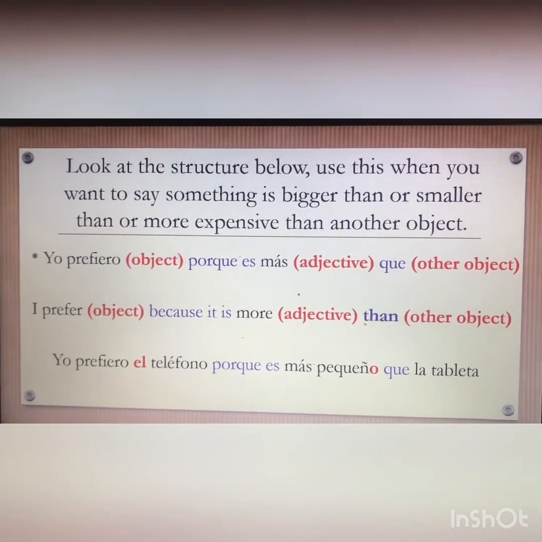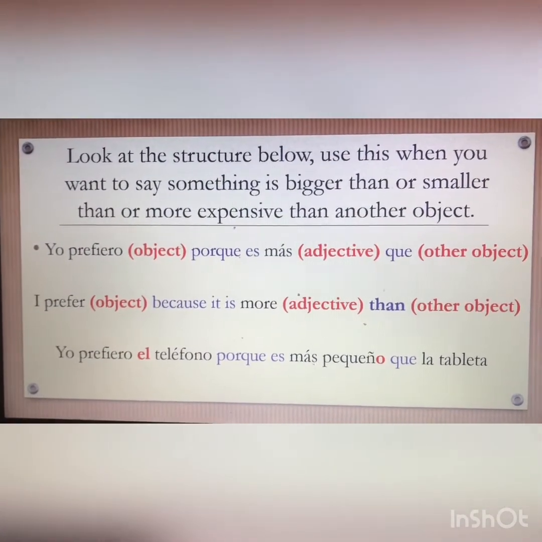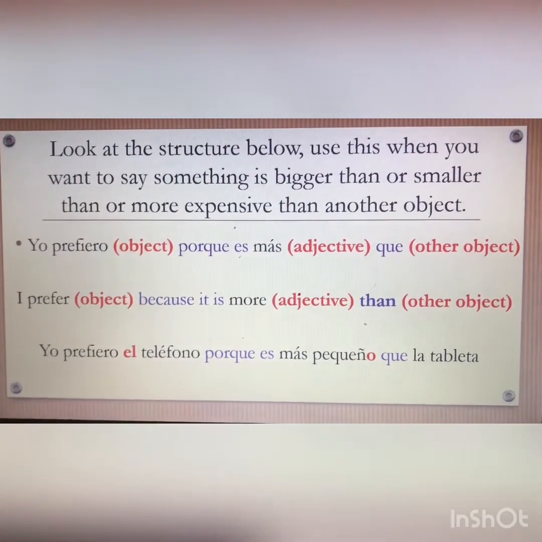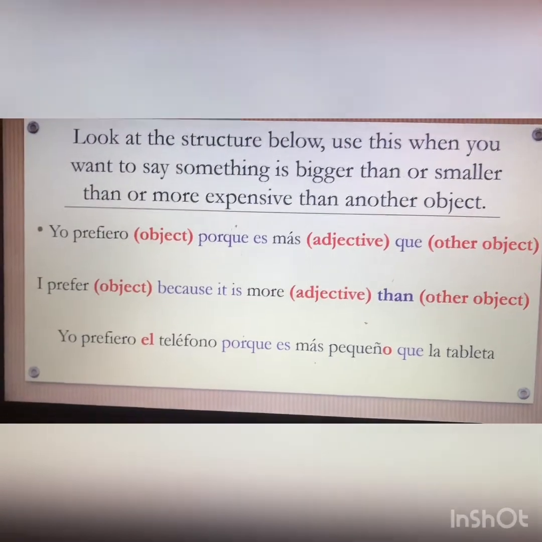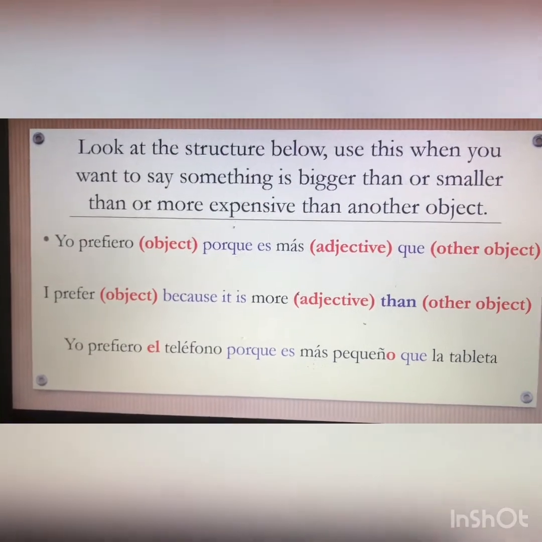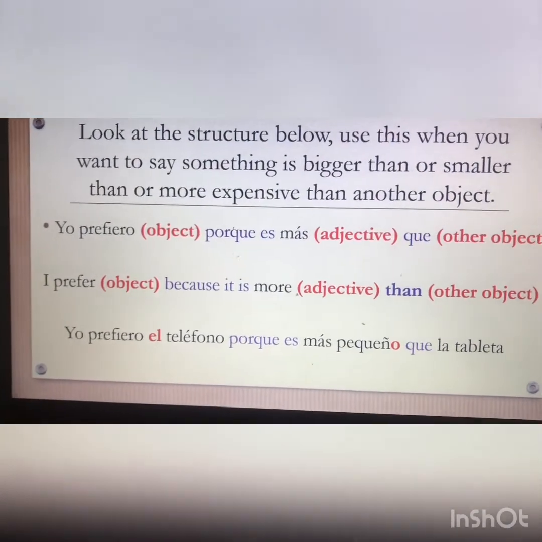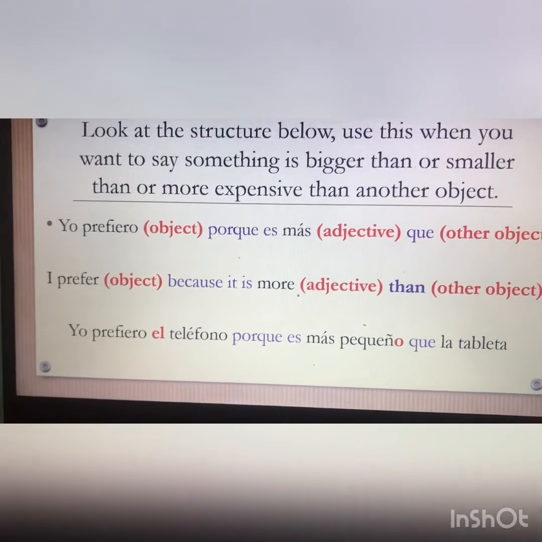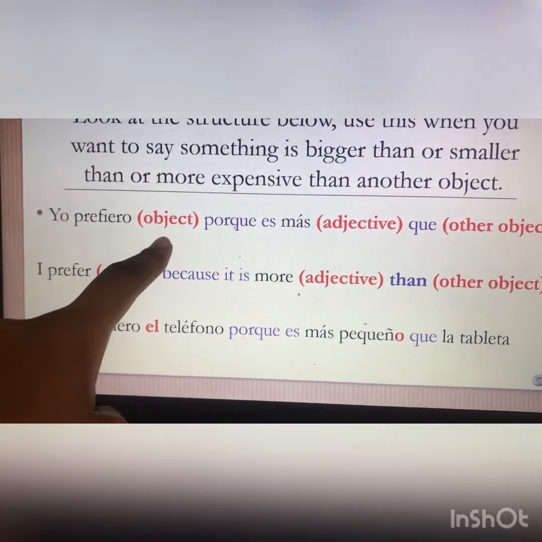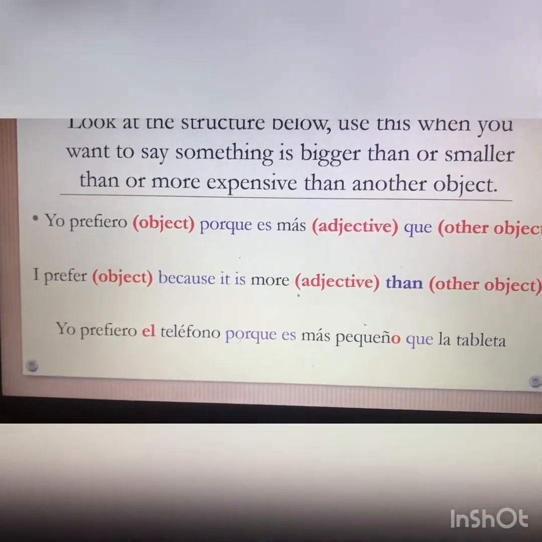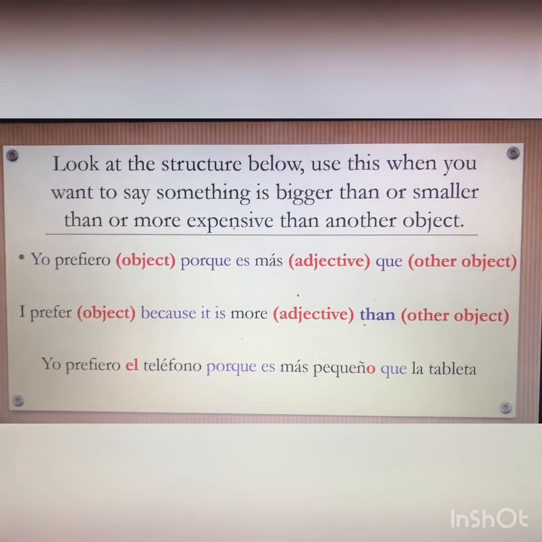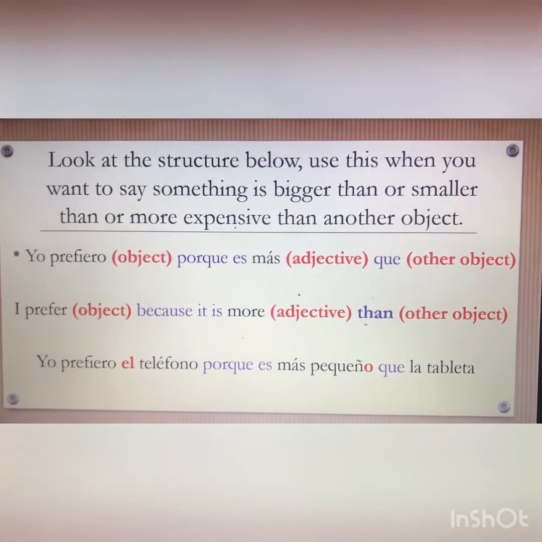So let us look at the structure below. We use this whenever you want to say that something is bigger than or smaller than or more expensive than or more useful than, more important than. I think you get the picture. So we use this structure whenever we are comparing two things. It is yo prefiero, then you put the object, porque es más, then you put the adjective, then you put que, then the other object. Now what does all of that mean?